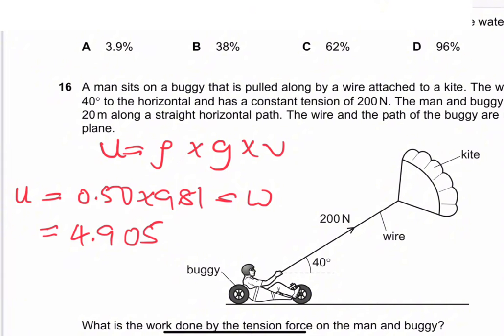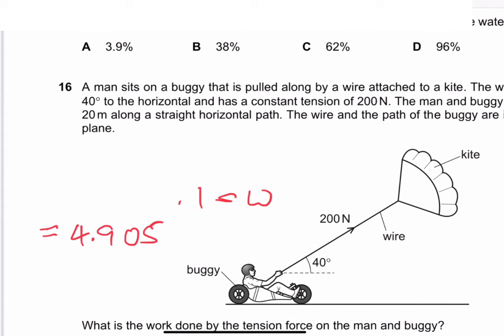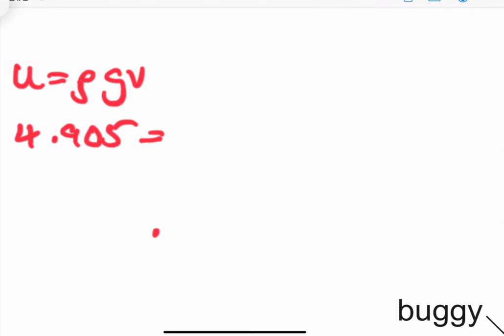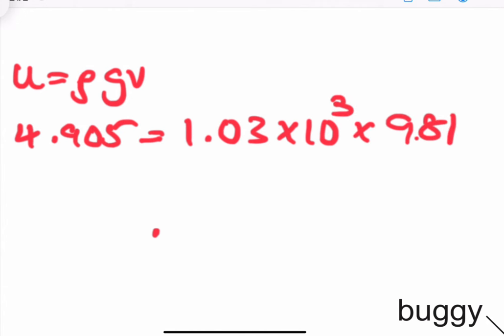And the question has asked us to find the percentage of the volume above the surface of the water. Okay, so let's quickly walk through this. Since we're given the upthrust, we know that the upthrust is equal to rho g V, okay? And the upthrust is 4.905. The density is 1.03 times 10 to the power of 3, times 9.81, times V, the volume that we don't know.